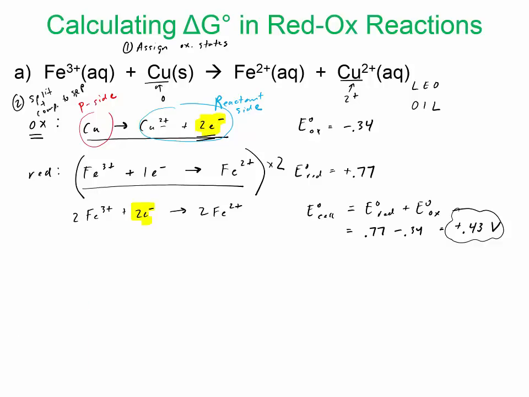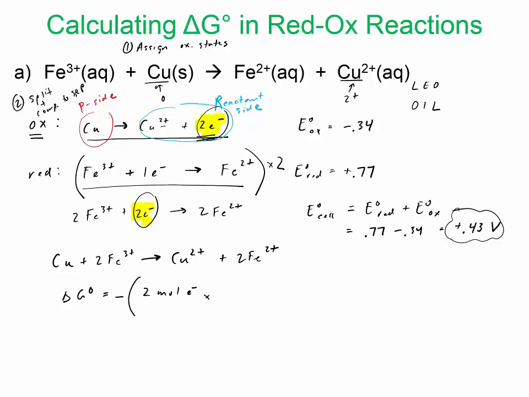Okay, so now I'm going to rewrite my overall equation. So I have solid copper reacting with 2Fe3 pluses, which produces copper ions plus 2Fe2 pluses, and the electrons cancel out. As you see, we have 2 on the product side, 2 on the reactant side. Now I could calculate my free energy under standard conditions, negative. So this whole term is going to be negative. I have 2 moles of electrons transferred times 96,485 coulombs per mole of electrons times 0.43 joules per coulomb.